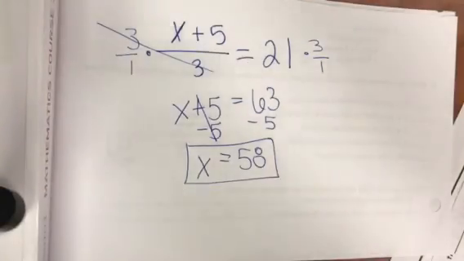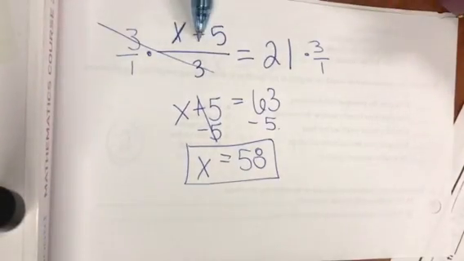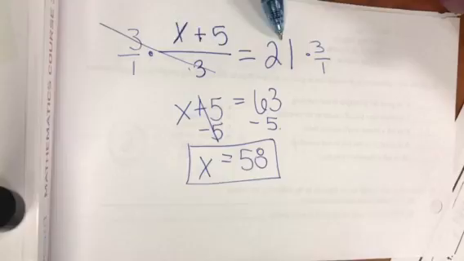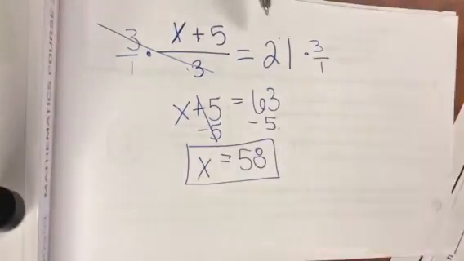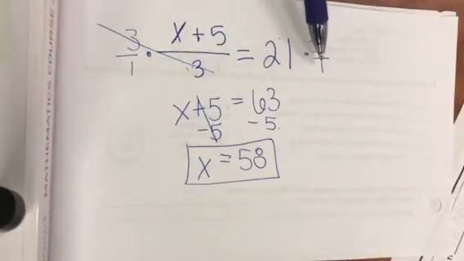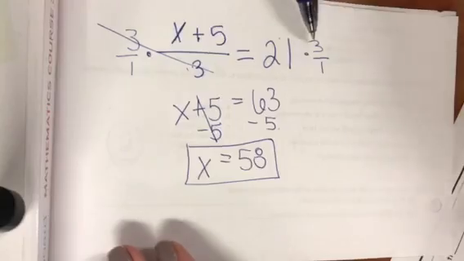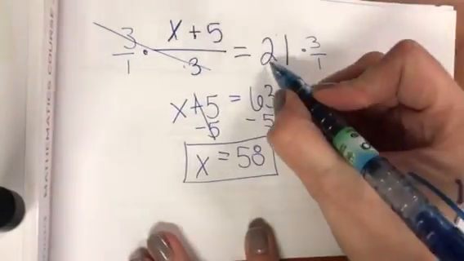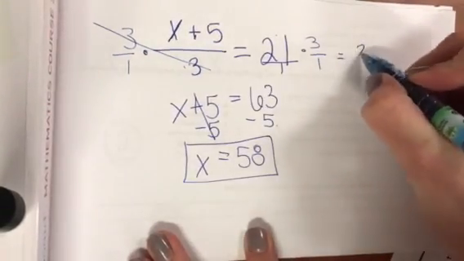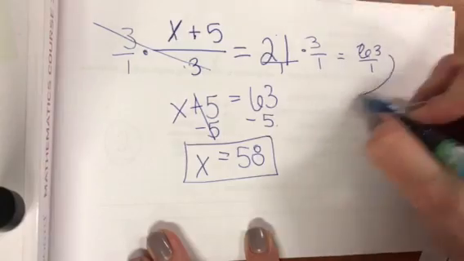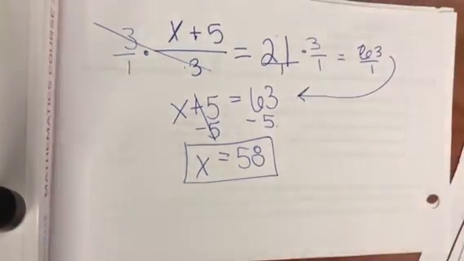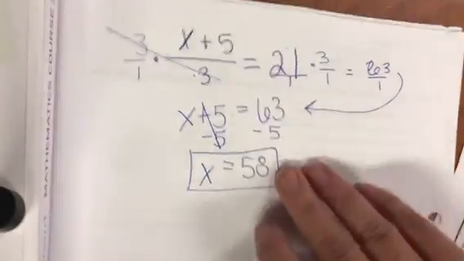Now, if you wanted to plug it back in, you could. It would be 63 divided by 3, which is 21. I was just going to say, I don't want anybody to freak out with this. The 21 times 3, remember, it's 21 times 3 all over 1, which is the same thing as just 63. I don't want you guys to wonder where that went. 63 over 1, which would just be 63. Right, just wanted to say that real quick. Yes, of course. Moving on.